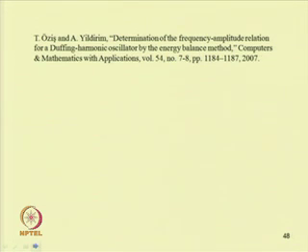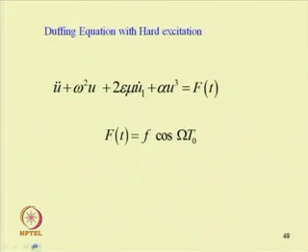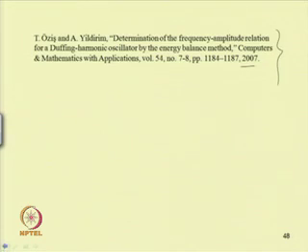Also one may see the reference Determination of Frequency-Amplitude Relation for a Duffing Harmonic Oscillator by Energy Balance Methods, which was published in Computers and Mathematics with Applications in 2007. There are many other papers also available on the Duffing equation, so one can study those papers to know more about the applications of Duffing equations. And let us now run the MATLAB code for finding the response of the system.